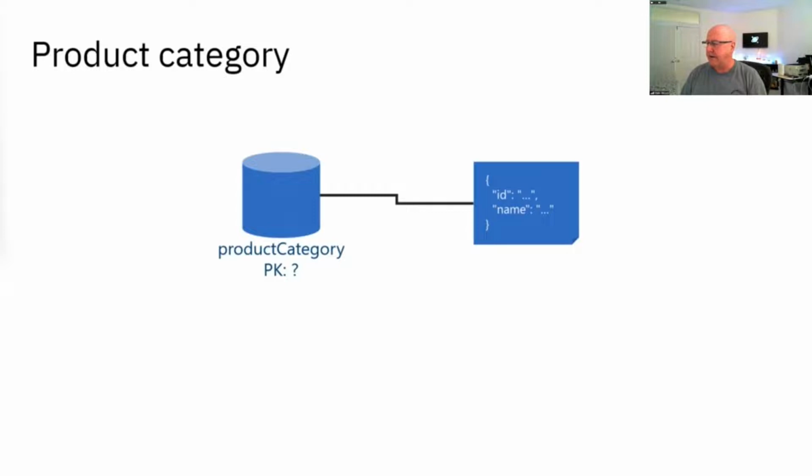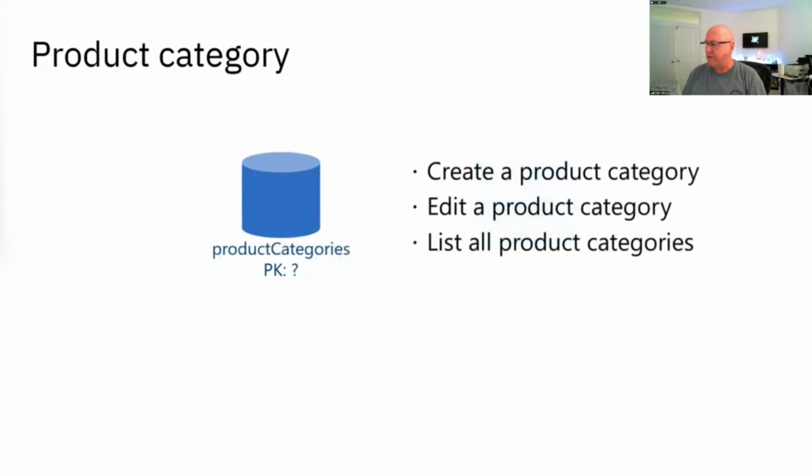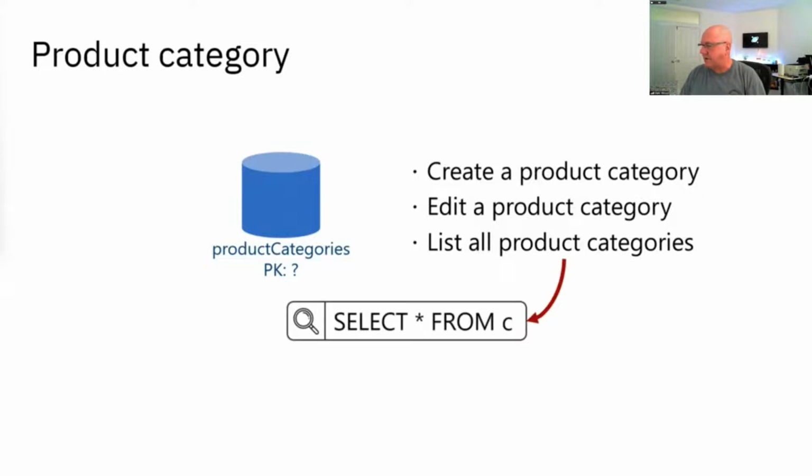We next need to figure out a partition key for this guy. Well, let's look at the operations we're going to do here. We need to create a product category, edit a product category, and list all product categories. To do that, we'll run this query here, select star from C. But there's an issue here, and I'm going to set this up for you. There's no where filter on this query. Remember before, we wanted queries that were going to hit a single logical partition. Well, there's no where filter here, so how do we possibly do that? How do we make this into a single partition query?